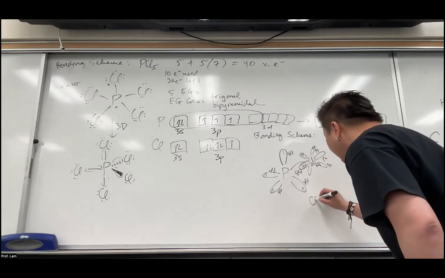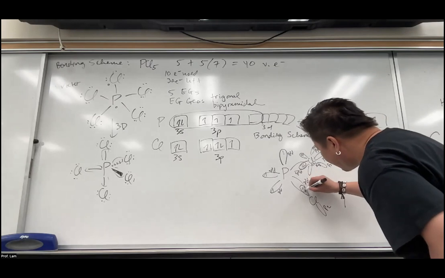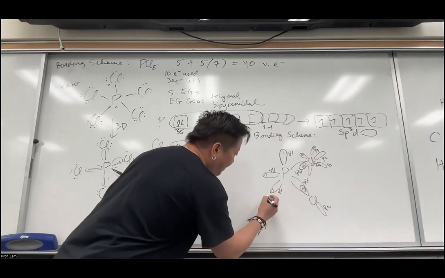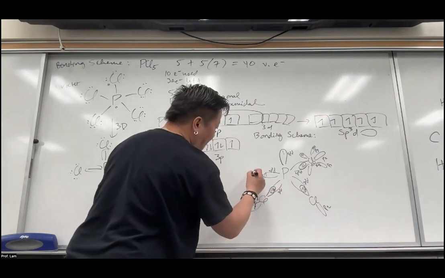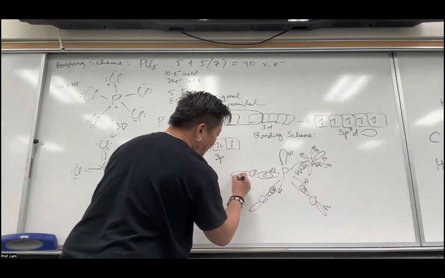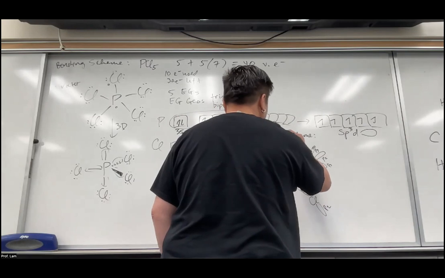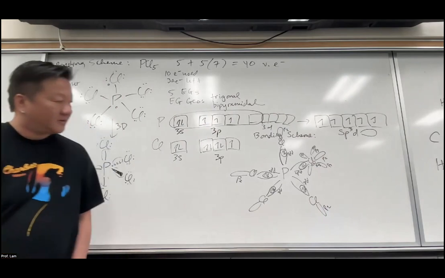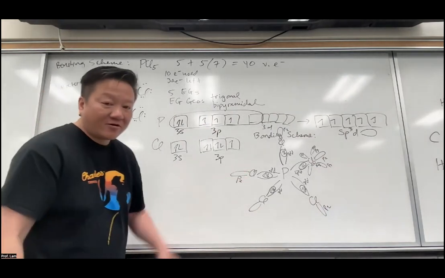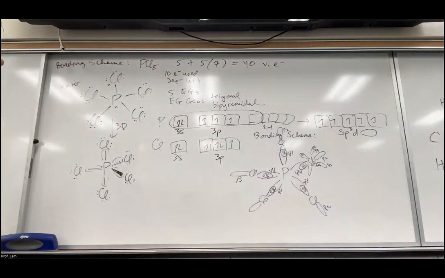And then here, another chlorine with its pz, and then 1 electron. Here, another chlorine with a pz, 1 electron. Another chlorine with its pz, 1 electron. Another chlorine here with its pz, and 1 electron. Okay. There we go. That's the bonding scheme for PCl5, right? Yeah, should be able to see that. Zoom in and hopefully see that.